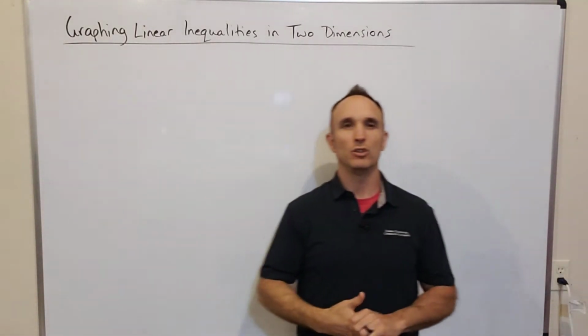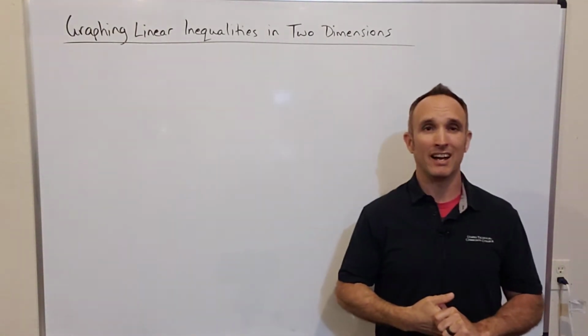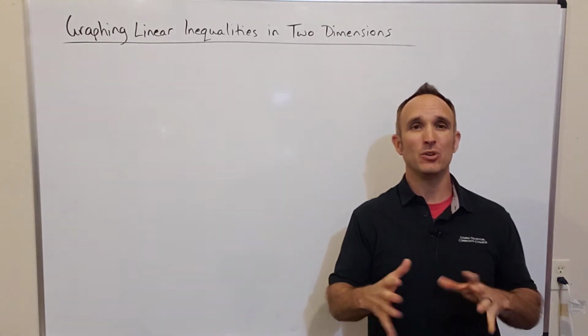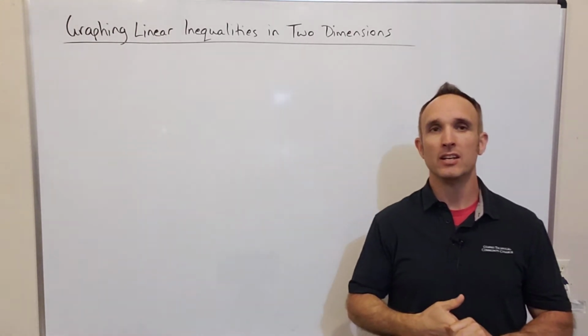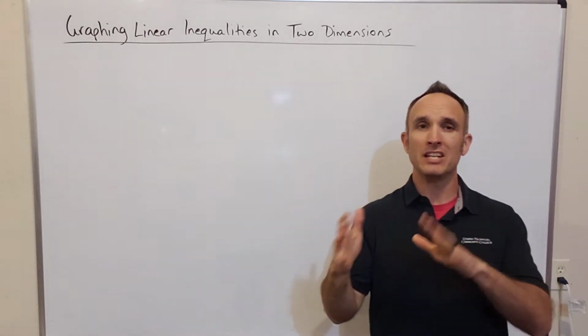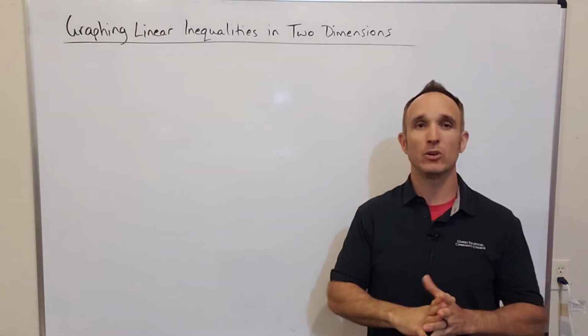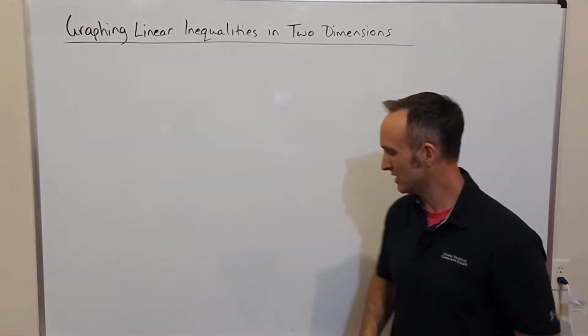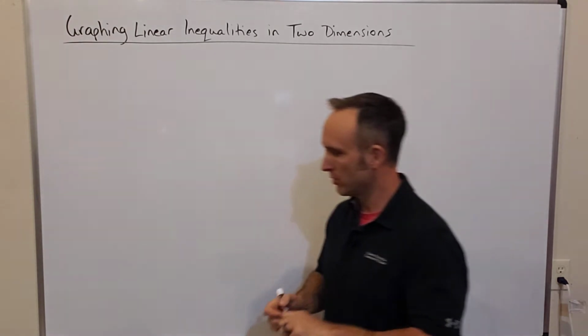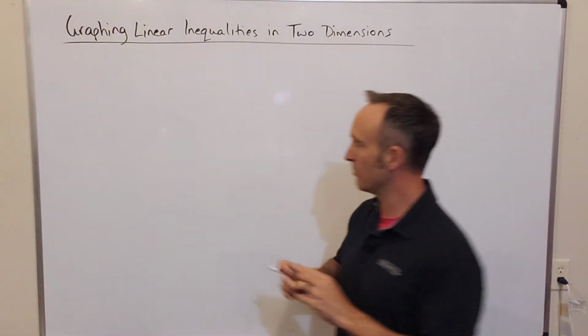So one of the first things you learn to graph in algebra is a line. And we're going to continue along that same idea, but we're going to be looking at not linear equations, but linear inequalities, and we'll look at those in 2 dimensions. So we'll start with a very basic example.